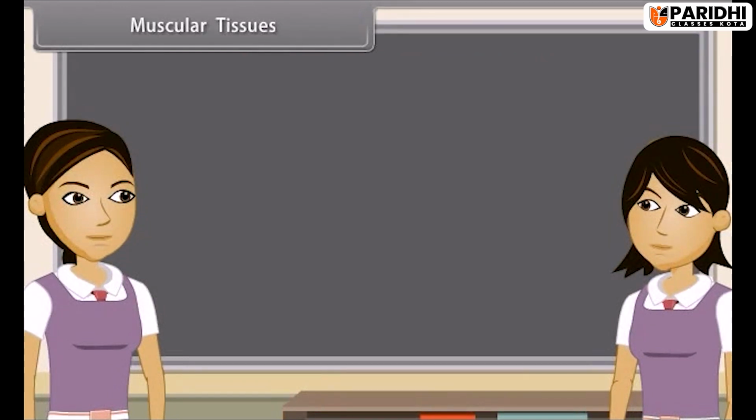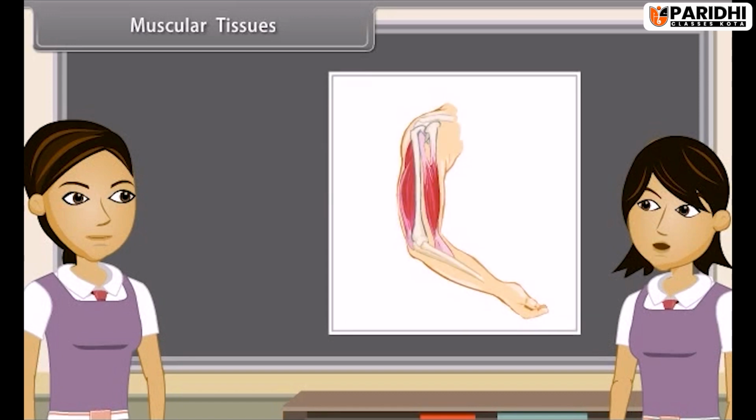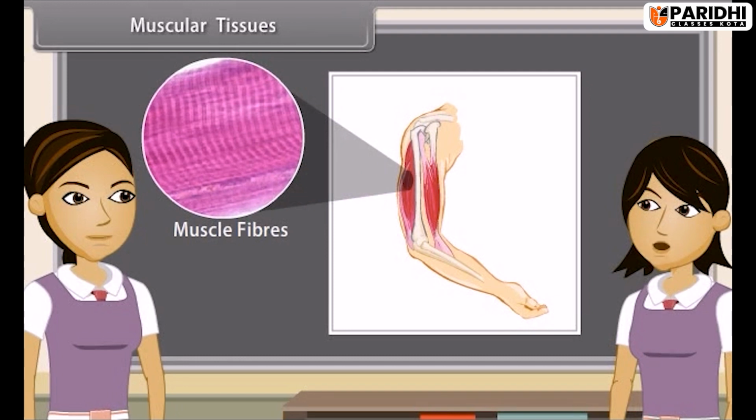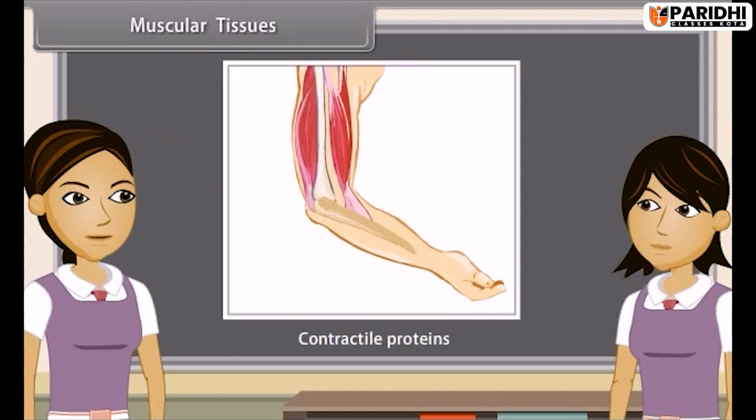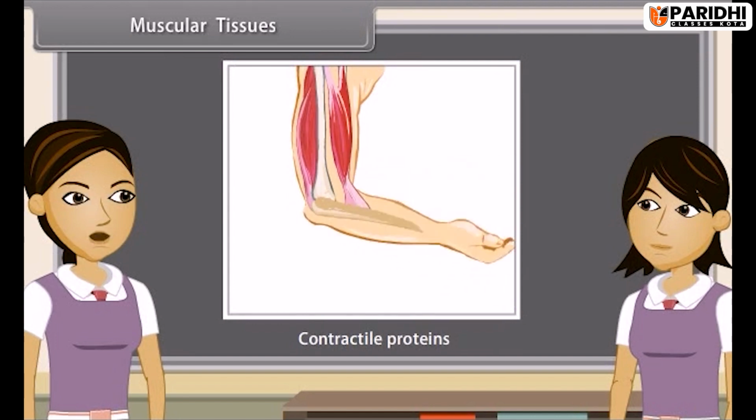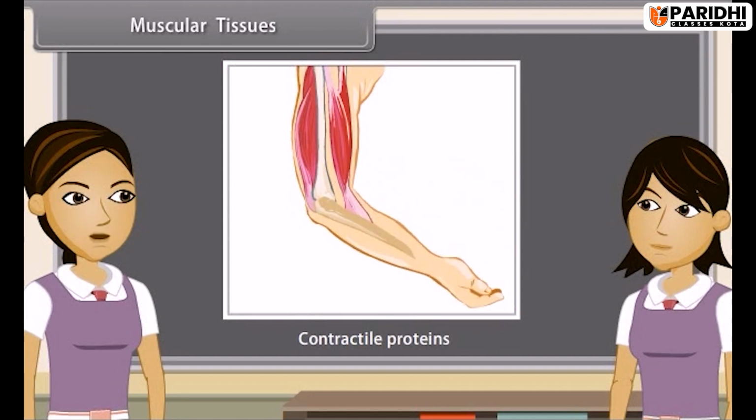Muscular tissues. Muscular tissue consists of elongated cells, also called muscle fibers. Muscle contains special proteins called contractile proteins. When these proteins contract and relax, then the movement is caused.